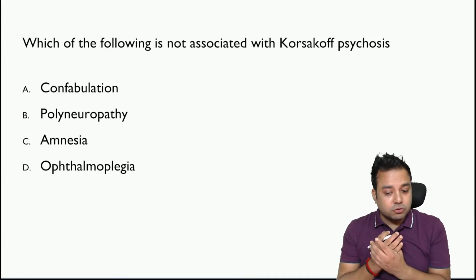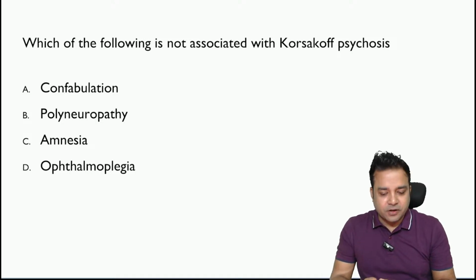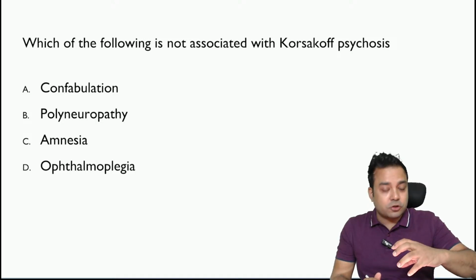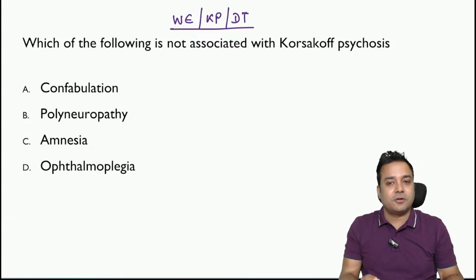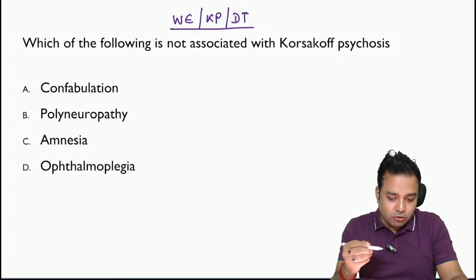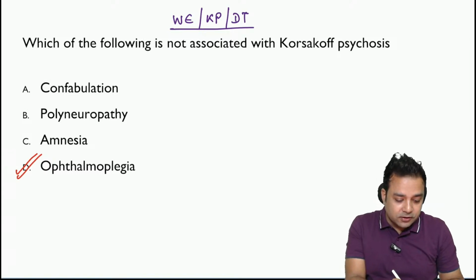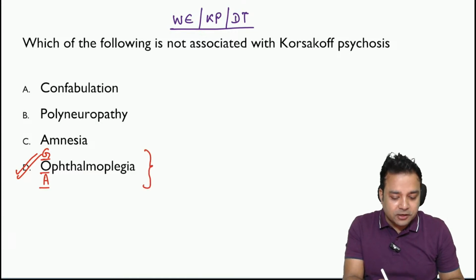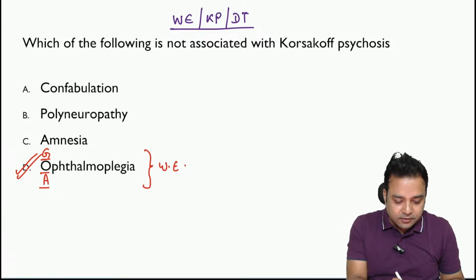Which of the following is not associated with Korsakoff psychosis? They keep on asking Wernicke's and Korsakoff repeatedly and delirium tremens. If you ask me, sir, one question sure shot. One question which is sure shot is either from Wernicke's or Korsakoff psychosis or delirium tremens. This is sure shot from these three topics. So here the answer to the question, which is not associated with Korsakoff, will be ophthalmoplegia. Because ophthalmoplegia, global confusion and ataxia are features of Wernicke's encephalopathy.